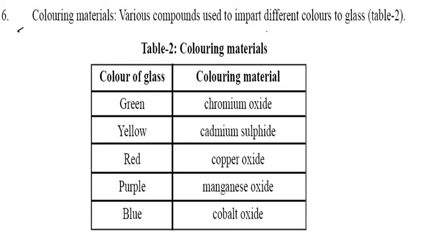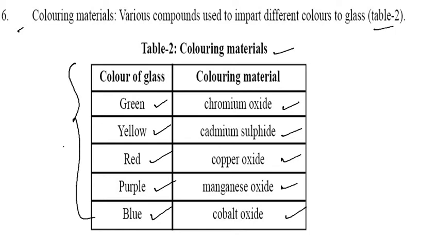So, coloring materials: various compounds are used to impart different colors to glass. This is table 2. You can see and choose which compound is used for which color of the glass. Green is chromium oxide, the coloring material and the color of the glass. Yellow is cadmium sulfide, red is copper oxide, purple is manganese oxide, and blue is cobalt oxide. These are the compounds used for coloring the glass.